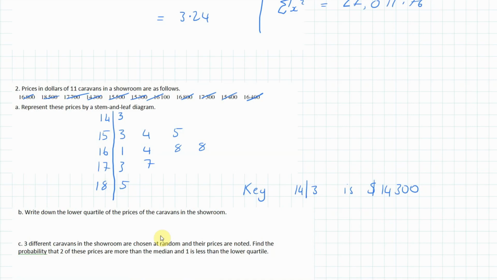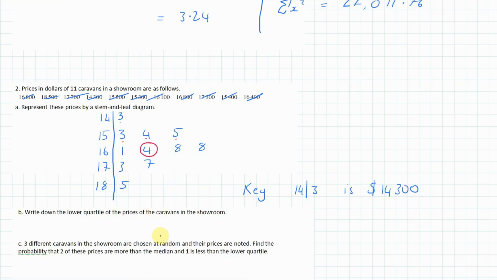Now everything's in order. And the lower quartile of the prices. Okay, so first we'll find the median. There's the median. There's 11 items of data, so 11 divided by 2 is 5.5. So you're looking for the sixth item of data. The sixth one is going to be the median. So you count in order, don't you? 1, 2, 3, 4, 5, 6. So this is our median.